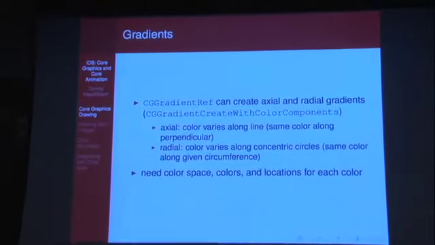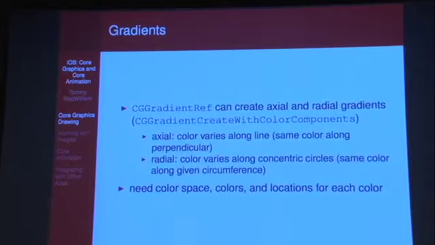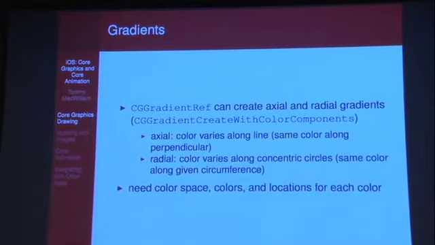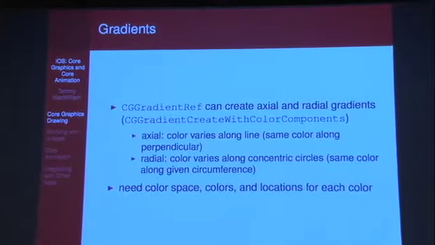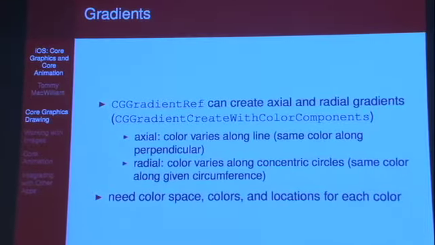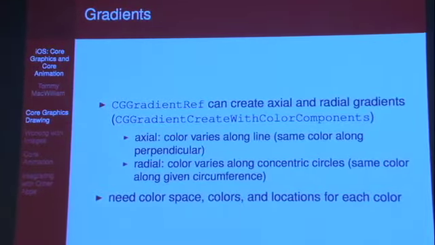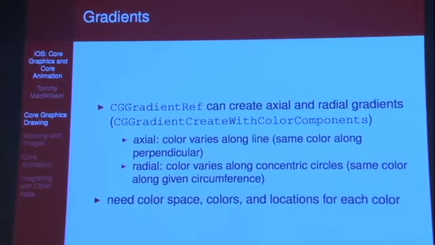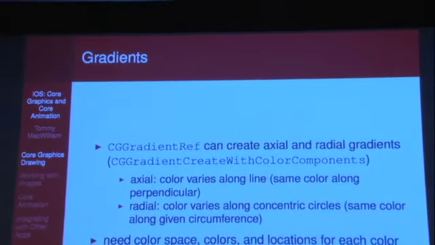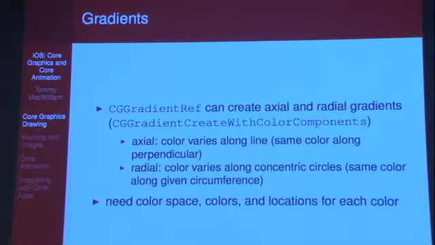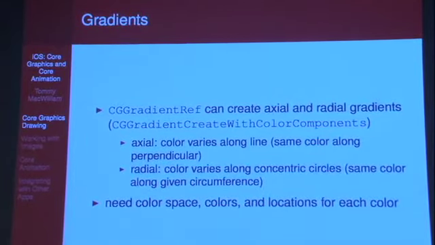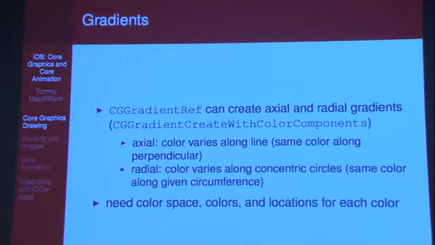So that's shadows. Core Graphics can also nicely draw things like gradients. So predictably, we're going to be working with these structs called gradient refs. We can draw two types of gradients. We can draw an axial gradient, which means we're just going to define a line, and we're going to vary the color along that line. But we could also do what's called a radial gradient, and basically draw concentric circles, so circles around each other, with each outer circle kind of moving from one color towards another color.